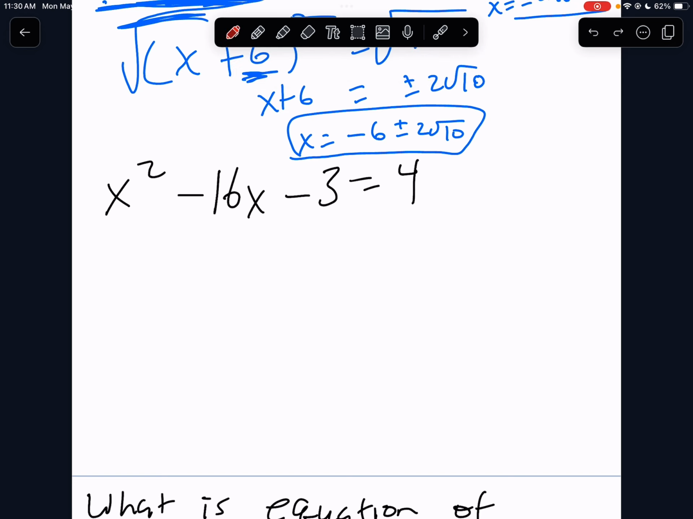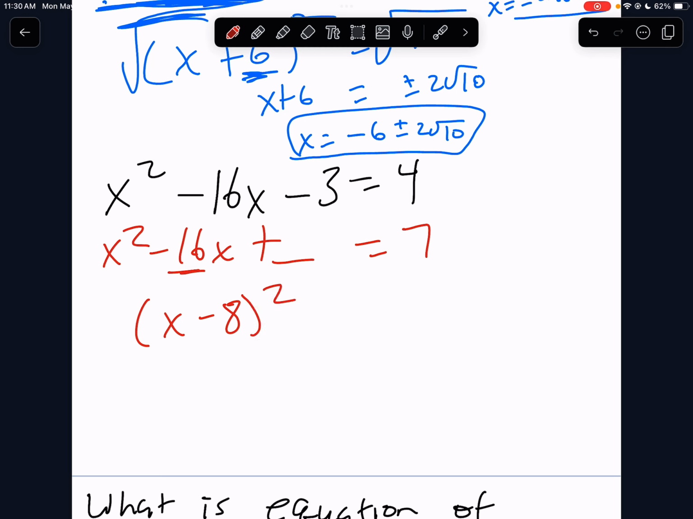Please try on your own. All right, x squared minus 16x plus some number is going to equal 7. I moved the 3 out of the way. What is that number? What does negative 16 have to come from? It has to come from negative 8. And if it's negative 8, then the number that completes the square would be 64. X minus 8 times x minus 8 would be x squared minus 16x plus 64.